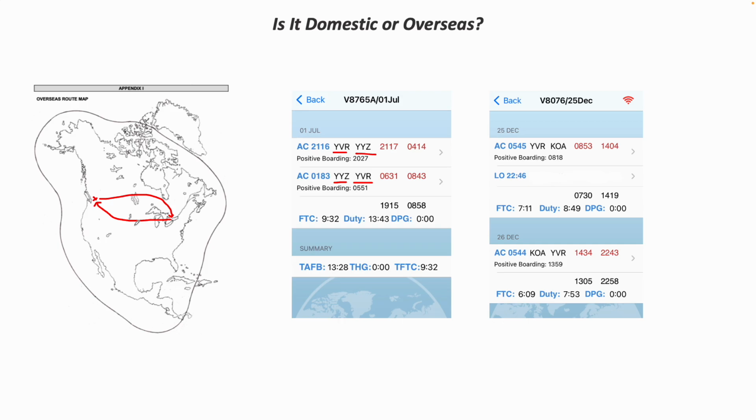That means that meal allowances would be paid for the time on duty, and crew rest would be considered based on domestic crew rest rules, not overseas.